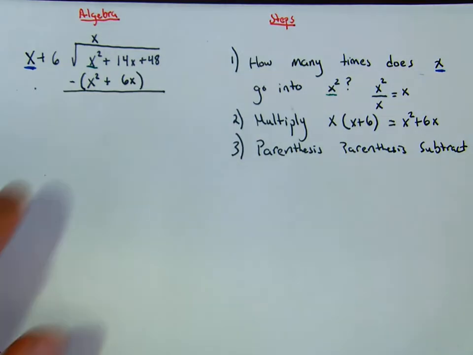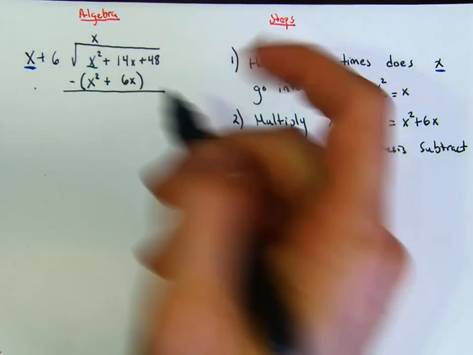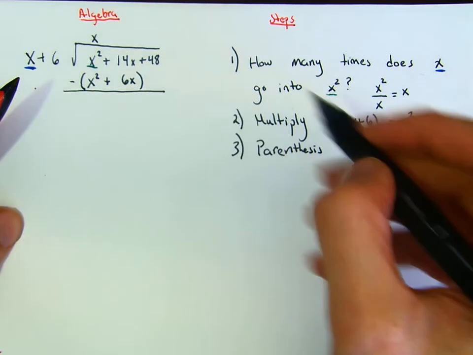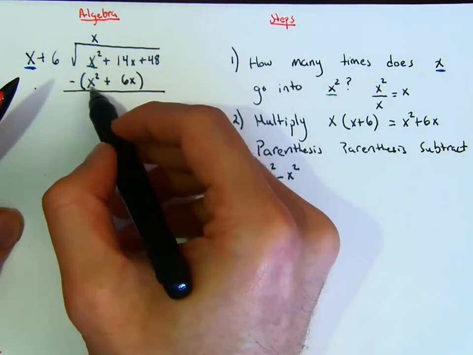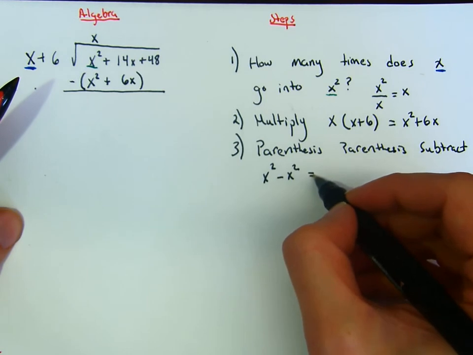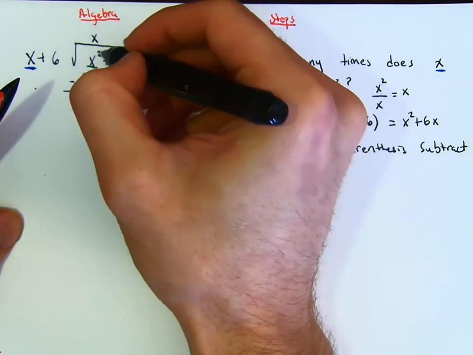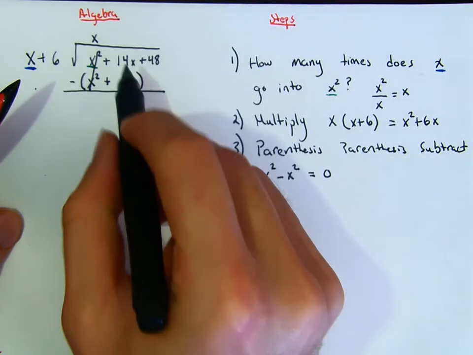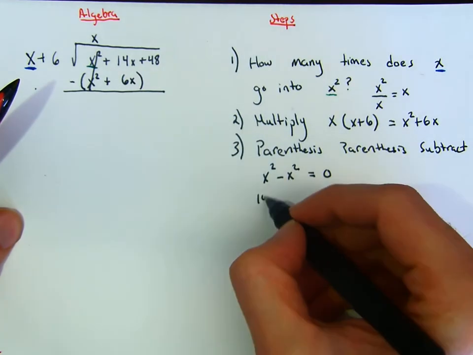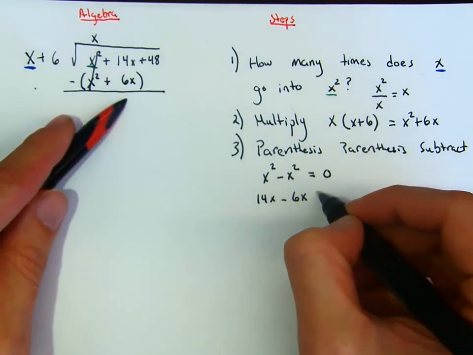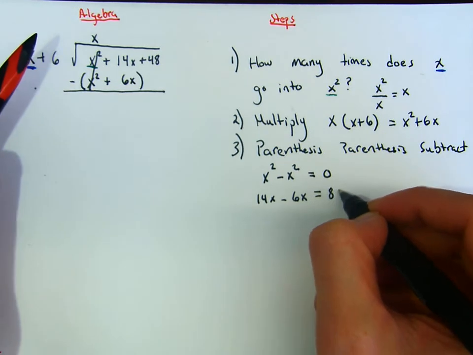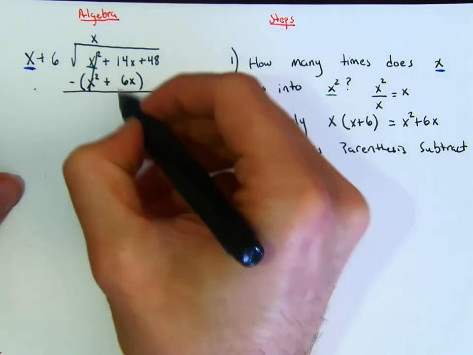Okay, now let's do the algebra, right? First we're doing what? We're doing x squared minus x squared, right? We're doing x squared minus x squared, and that's equal to what? 0. So this cancels out. Then what do you have? 14x minus 6x is 8x. And then I put that 8x over here.